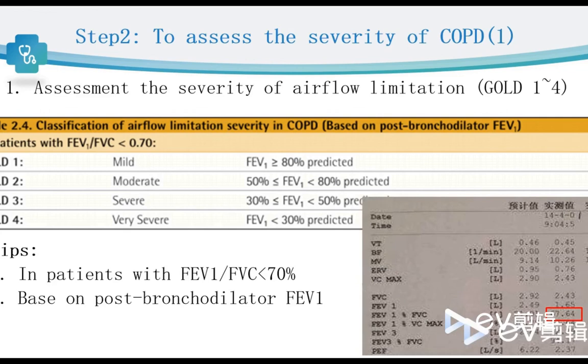Okay, let's do an exercise. We can see in this spirometry report here, FEV1 over FVC is less than 70%. And which group will this patient reside in? Let's look at here. FEV1 in predicted is 66%. We can find that this patient belongs to Group 2, moderate.